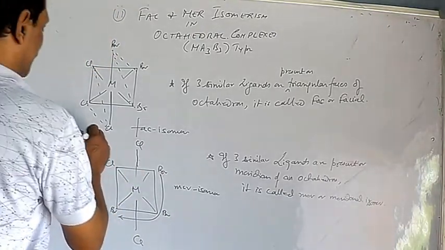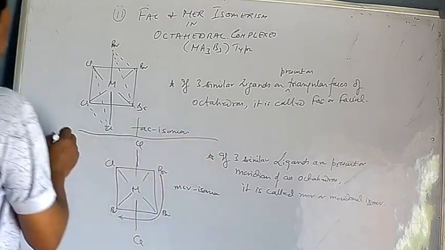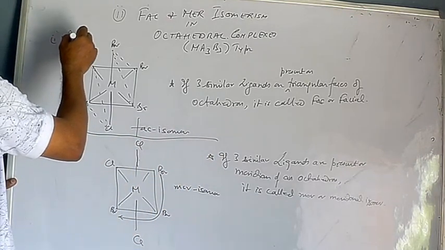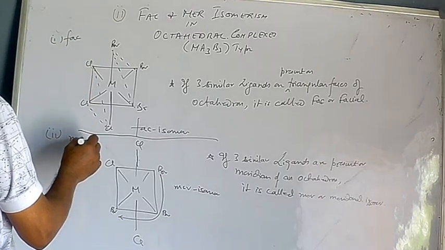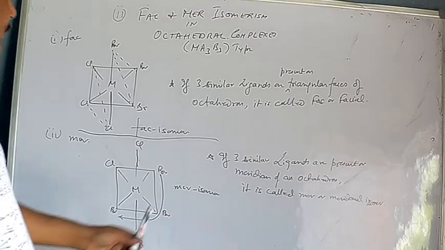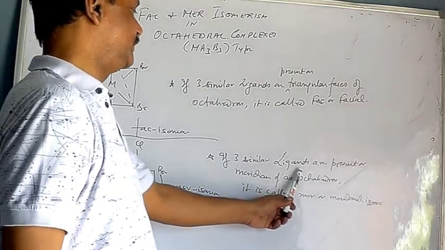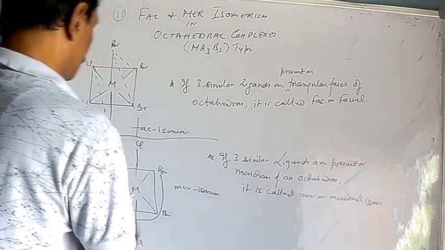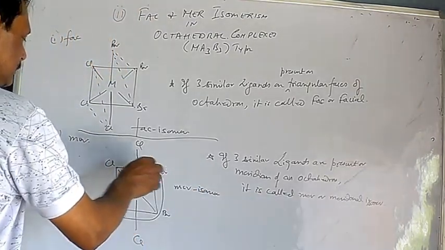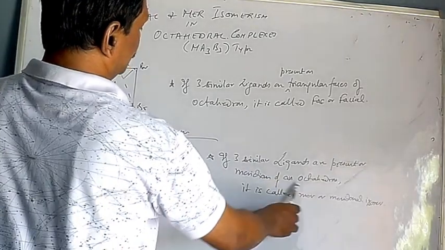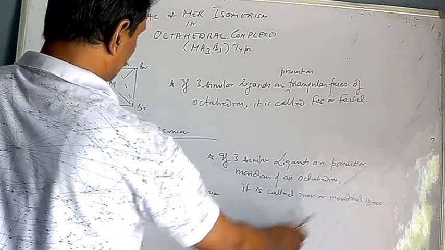This was your FAC, and the second one is your MER isomerism, MER. Class, what is the definition? The definition says, if three similar ligands are present on a meridian of an octahedron, this one is a meridian, right? So if three similar ligands are present on a meridian of an octahedron, it is called MER or meridional isomer.